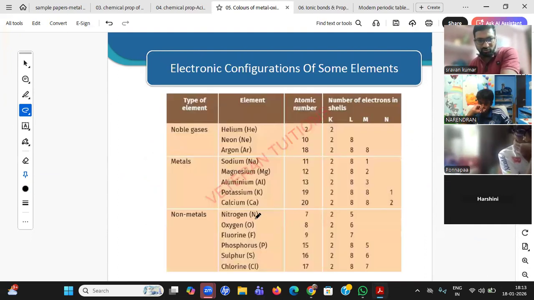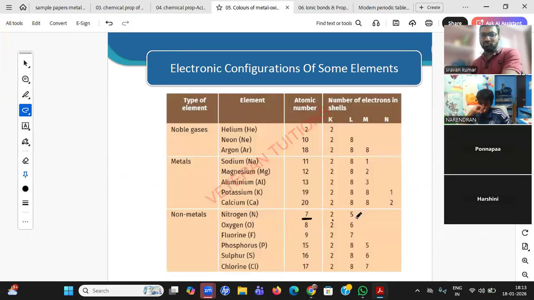Nitrogen. So here, 7, 2 comma 5. How can 5 electrons be there, student? Who is stopping it? 2n square is the formula. For the second shell, it can hold up to 8 electrons, but there are totally 7 electrons. 2 are already arranged, so it can only take 5.